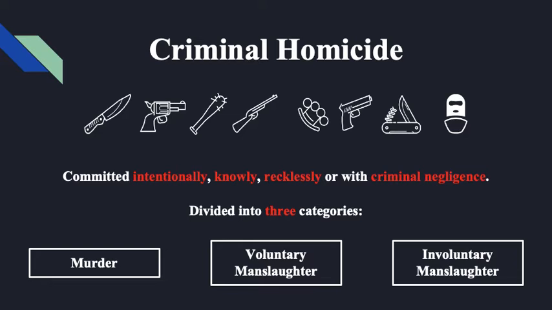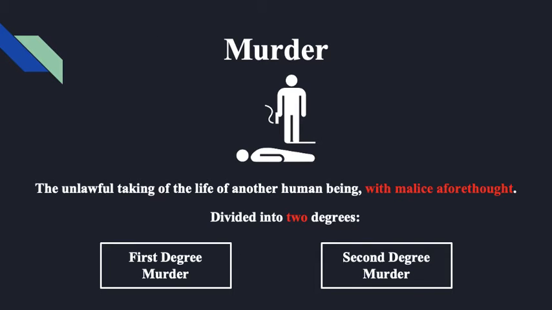At common law, criminal homicide is divided into three categories: murder, voluntary manslaughter, and involuntary manslaughter. The legal definition of murder is the unlawful taking of the life of another human being with malice aforethought. Malice is defined as the knowledge and intention or desire to do evil. Malice aforethought is found when a person kills another person with the intention to do so.